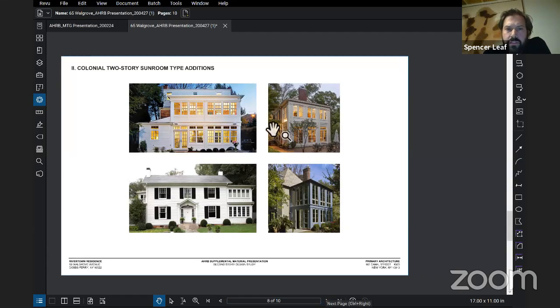We also wanted to explore second story sunrooms and see if we could find any contextual images of a sunroom-like space on a second story that was different from the space below it, and we weren't able. These are 4 images that are referential of many images we found, showing that whenever a sunroom space on a second story exists, typically it's part of a 2-story sunroom-like addition.